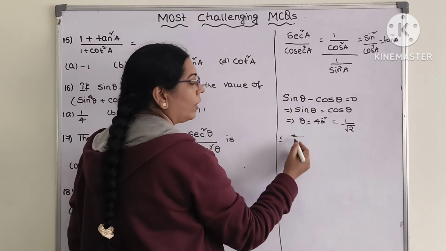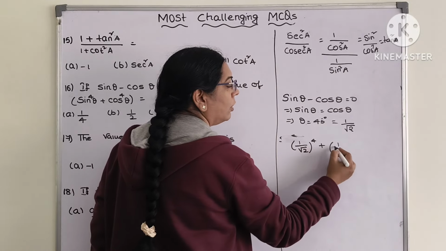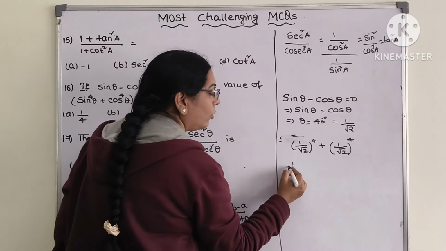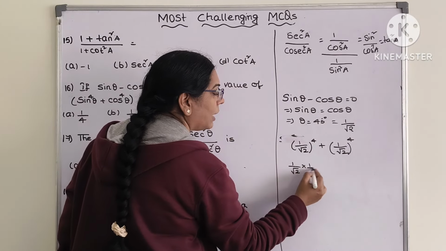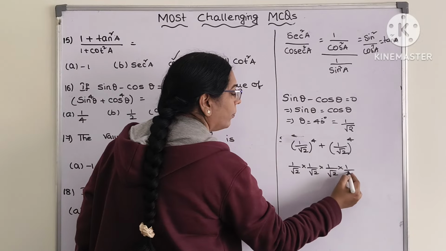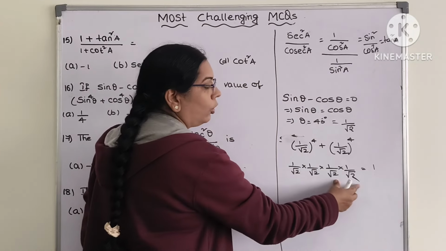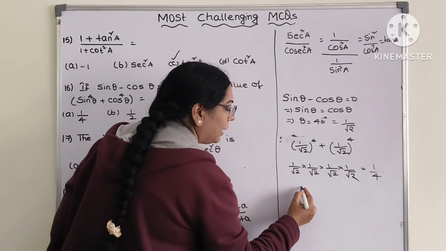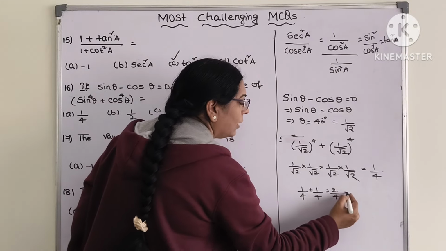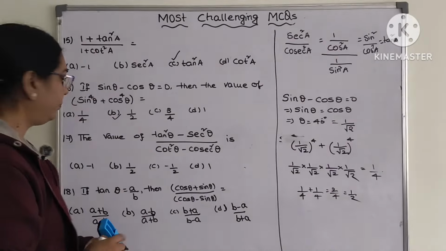What is the sine 45? 1 by root 2. So 1 by root 2 whole power 4 plus cos 45, also 1 by root 2, whole power 4. What does 1 by root 2 whole power 4 mean? It has to be multiplied 4 times. So the value will be 1 by, root 2 into root 2 is 2, 2 into 2 is 4. So basically we are adding 1 by 4 plus 1 by 4, which is 2 by 4, which is 1 by 2. So the answer is 1 by 2, option B.